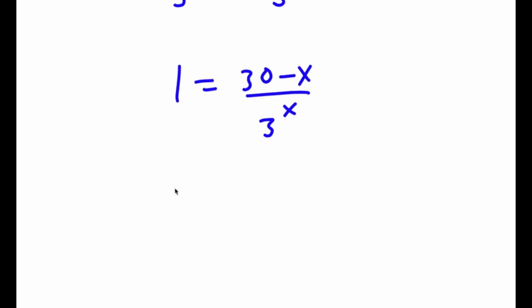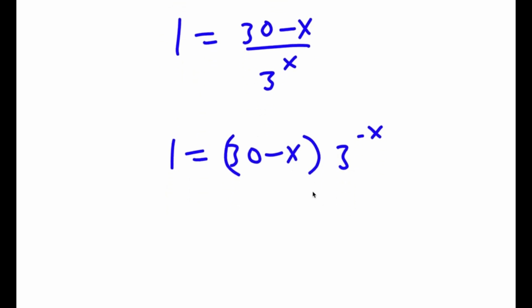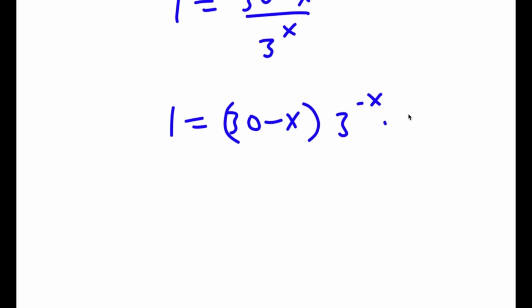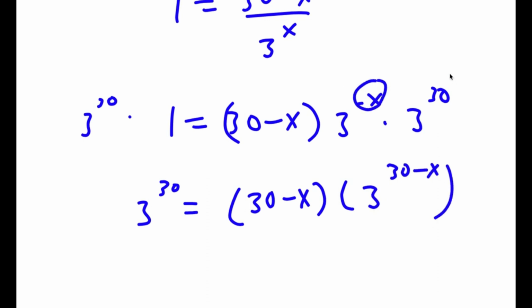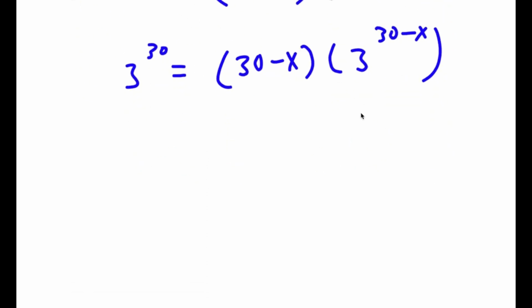Now I can also rewrite this as 30 minus x times 3 to the power of negative x. So now I'm going to multiply both sides by 3 to the power of 30. So now I have 3 to the power of 30 is equal to 30 minus x times 3 to the power of negative x times 3 to the power of 30. That's going to equal 3 to the power of 30 minus x, because these two exponents simply add with each other.